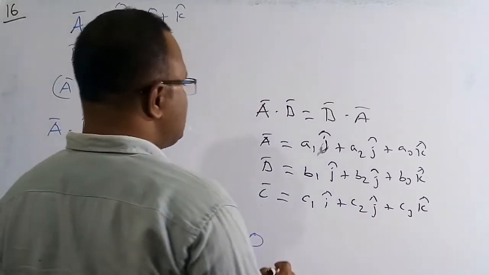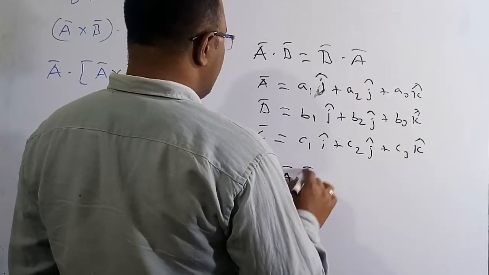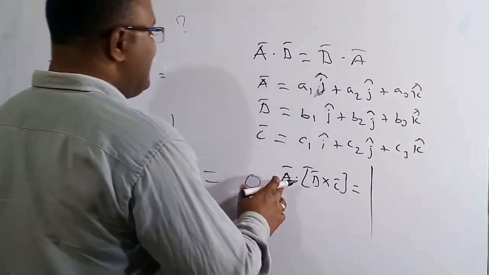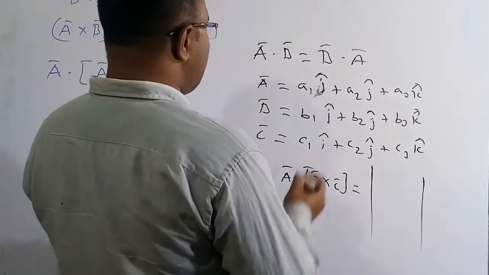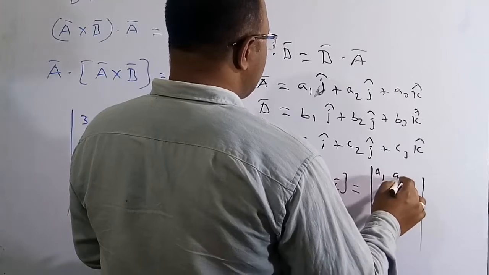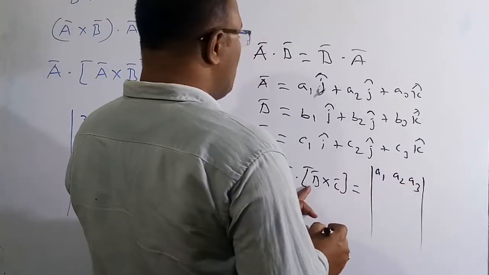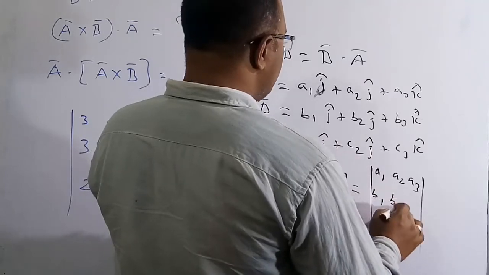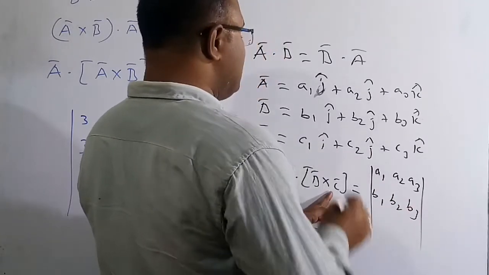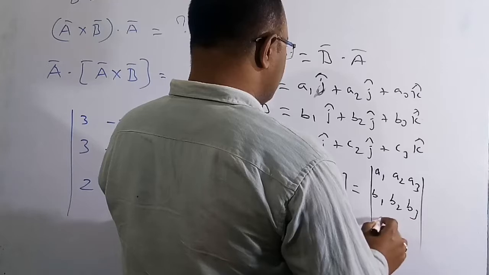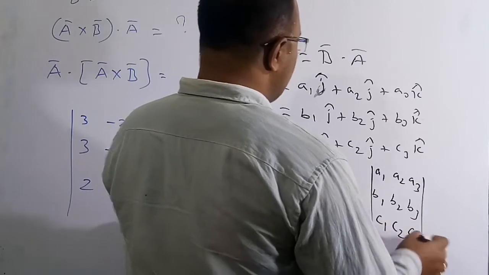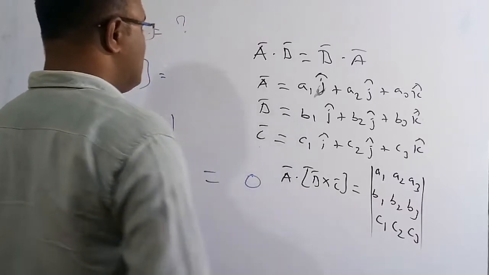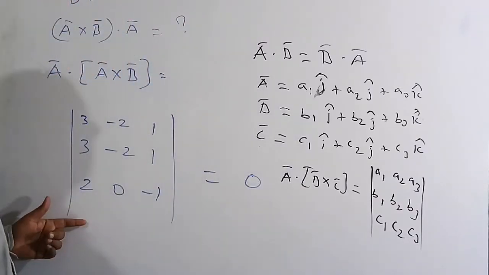Then if you want to know what is the value of a bar dot of b bar cross c bar, this is equal to just the basic formula, which is take the values of the vector a, which are a1, a2, a3 in the first row, then go for the values of the vector b, which are b1, b2, b3, and similarly for the vector c, take the values in the third row. So therefore you are going to get c1, c2, c3. So if you find the determinant of this matrix, you are going to get the value of this one. Same process we have to apply for this one also.